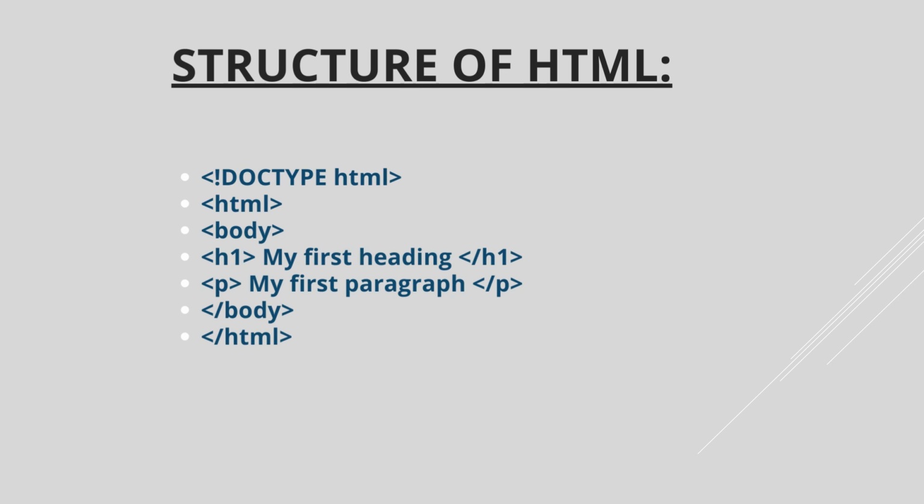This is the most important one. In this, the first one is the document type of HTML. Then we proceed to the body, and then H1, which is our first heading, "My first heading" as it's showing here. Then P is our first paragraph. Then comes the closing of the body and then HTML. Then we need to close it.